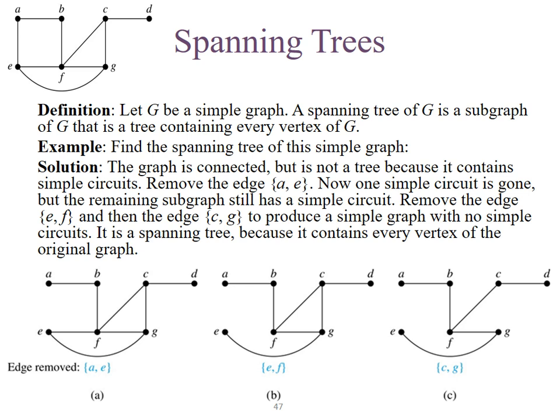this graph is a subgraph of the graph G, and this graph is a tree, and this graph contains every vertex of the graph G. So that's how we create a spanning tree.